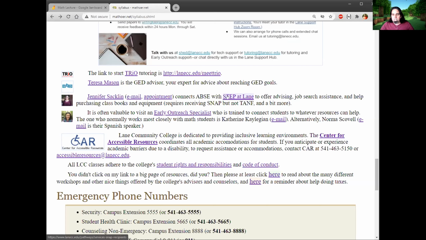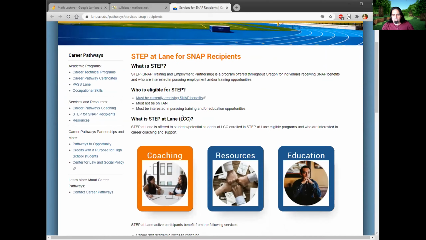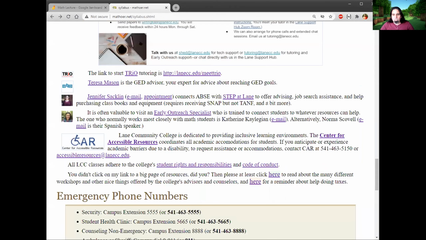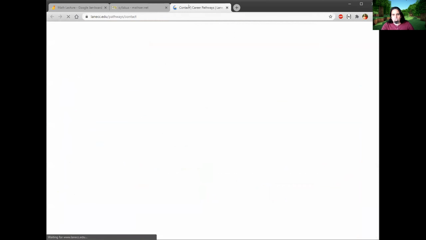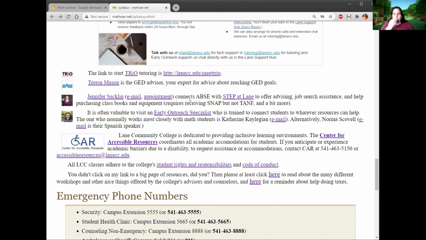There is something called STEP at Lane, and that is services for SNAP recipients, but not TANF. And if that is you, then there might be extra things, people helping you buy calculators, books, whatever, as well as extra job search assistance. So Jennifer Sacklin and her page at Career Pathways is here. You can also see her email and appointments. She connects ABSE with STEP at Lane. So if that's appropriate for you, then probably send her an email and at least say hi.